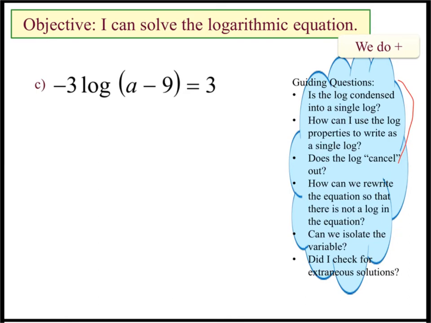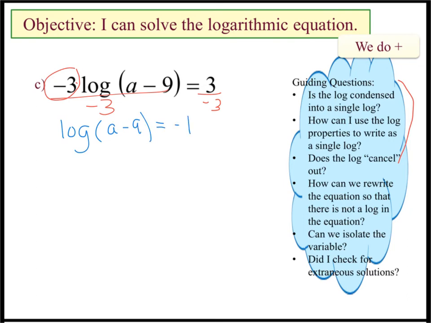I do want to isolate the log here. I noticed that we have this multiply by 3 out in front of the log, and we could get rid of that first before we decide to rearrange this into an exponential equation. So that's actually what I'm going to do. I'm going to divide both sides of the equation by negative 3. That gives us log of a minus 9 equals negative 1.